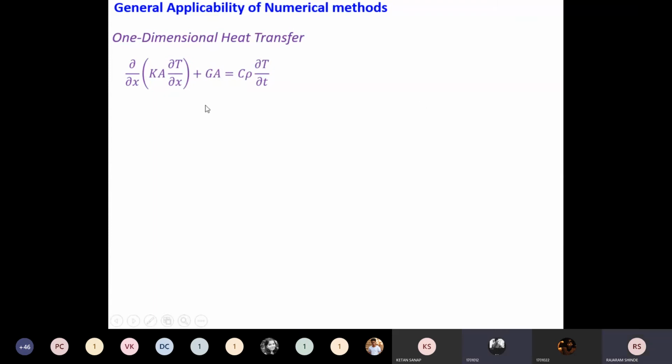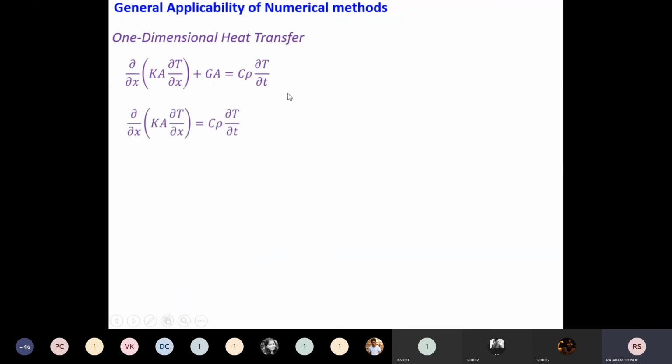Yes. It is a one-dimensional heat transfer equation. Here K is the conductivity, A is the area, and T is the temperature. Now here G is the heat source, C is the specific heat and rho is the density. It is a transient one-dimensional heat transfer equation. Therefore, there is a change in temperature with respect to time also.